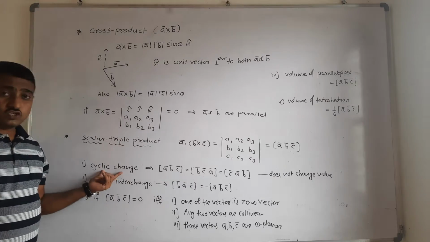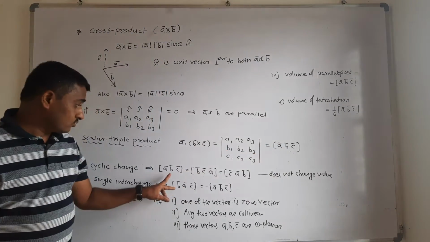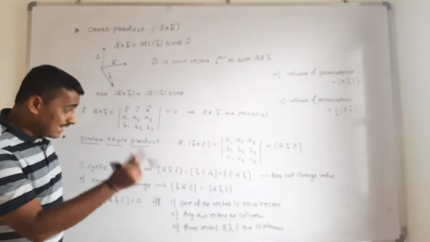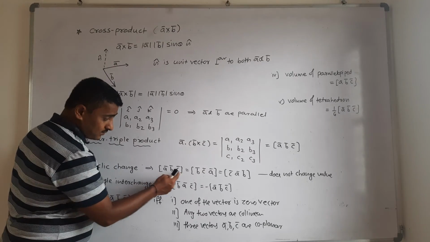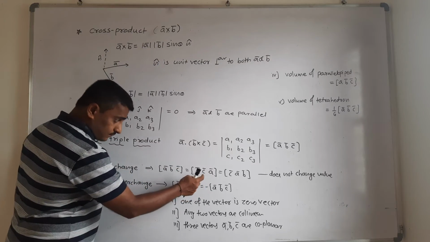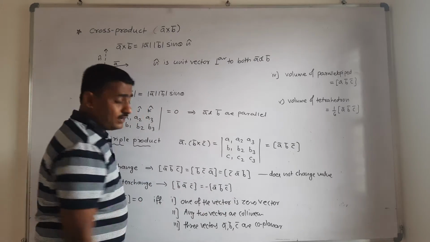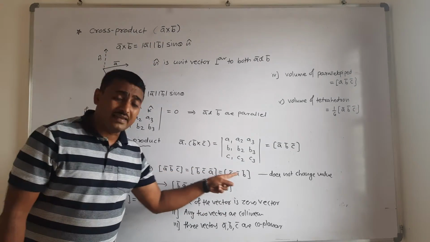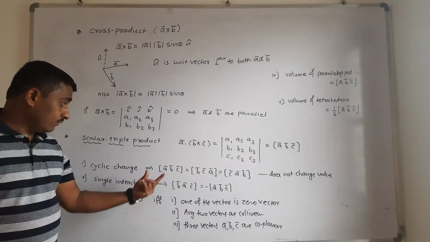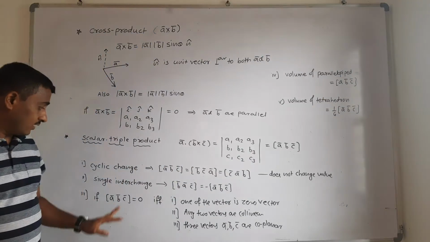Now a cyclic change does not change the value of a scalar triple product. That is, the original is a bar b bar c bar. Cyclic change: b bar first, then c bar second and a bar in the third position. b bar c bar a bar, then again b bar last position, c bar a bar b bar. This is called a cyclic change. If we make a cyclic change, then the value does not change.